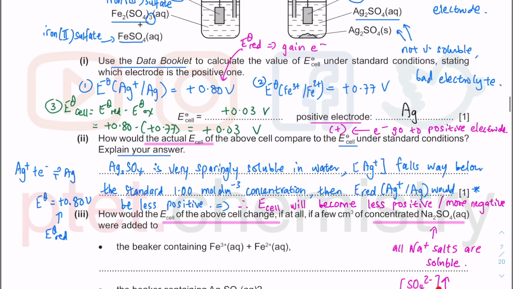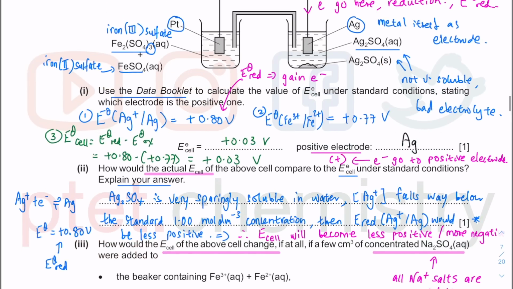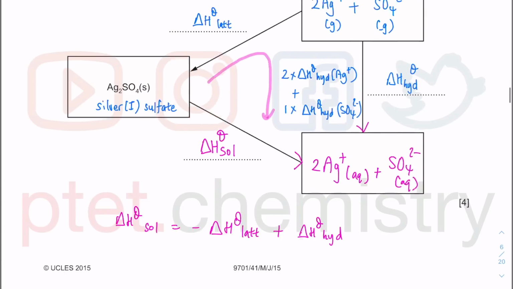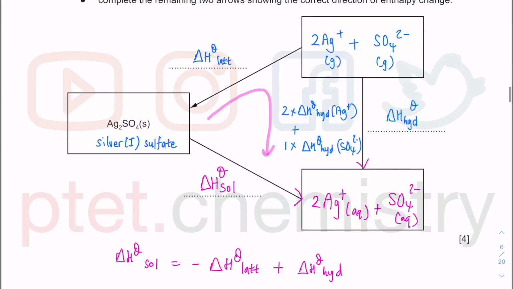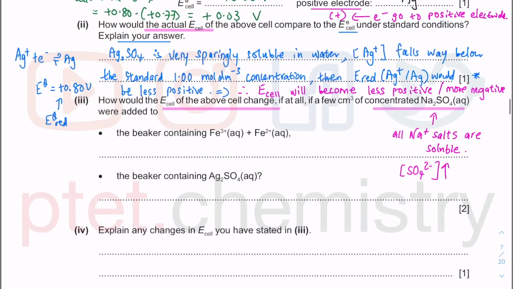Since we get more SO4 2- in the equilibrium, you can imagine the Ksp equilibrium set up earlier in the question. If we have more SO4 2- from the sodium sulfate, this equilibrium will try to remove the SO4 2- from the equilibrium. It will shift to the left hand side. When you shift to the left hand side, you will get even lesser Ag+ concentration as a result of this common ion there.